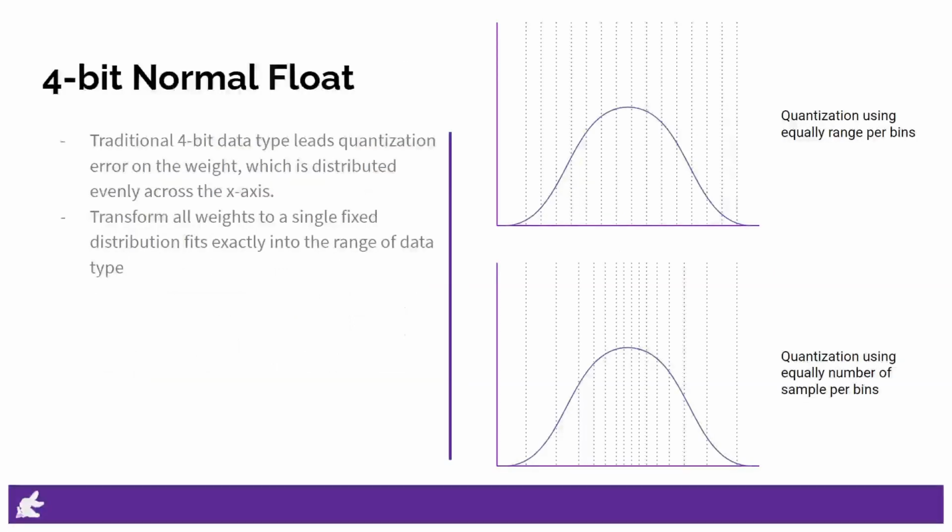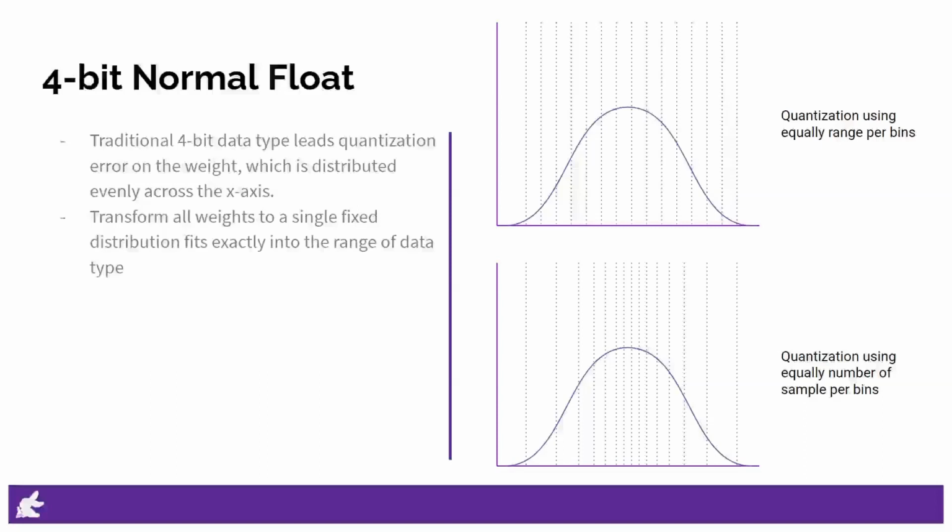Traditional data types often face a common problem where outliers significantly deviate from the majority of the data, even if the data follows a Gaussian distribution. This leads to a quantization error on the weight, which is distributed evenly across the x-axis, resulting in inefficient computation and uneven utilization of memory chunks when storing the data. However, this problem can be addressed by normalizing and storing the data, allowing for effective utilization of all bins.